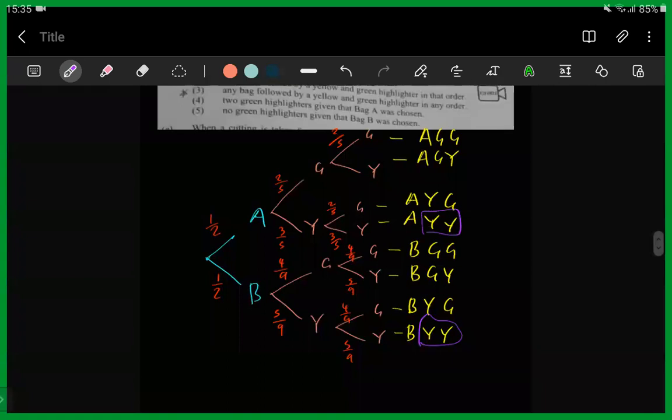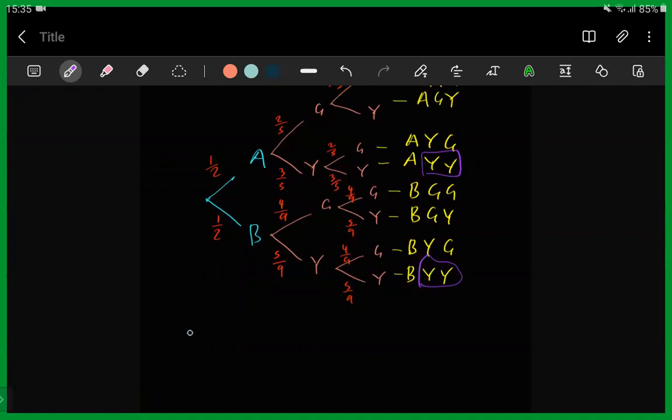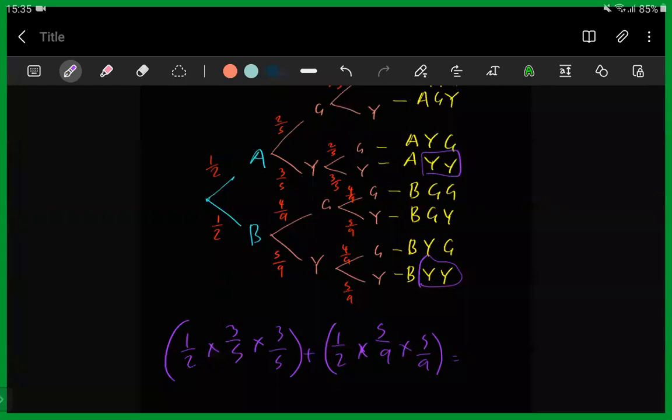Those outcomes are just going to be 1/2 times the yellow, which is 3/5, times another 3/5. You then add this one: bag B is a half, then to get yellow it's 5/9, another 5/9. You're going to have a big bracket here: 1/2 multiplied by 3/5 and then multiplied by 3/5 again, then add 1/2 multiplied by 5/9 multiplied by 5/9. So here you're going to get a big number, 607/2025.